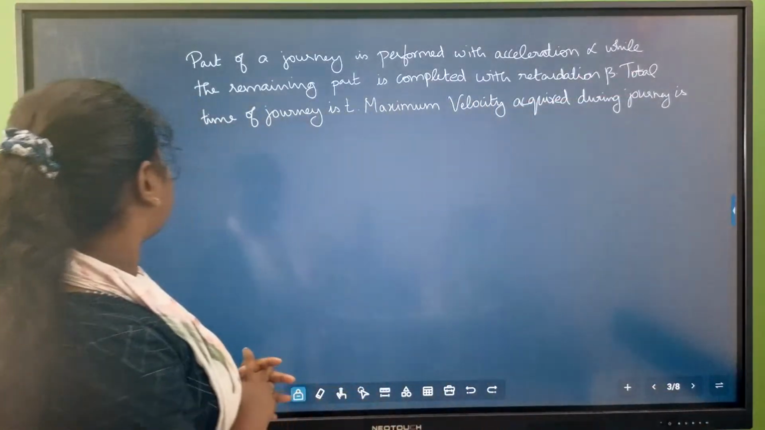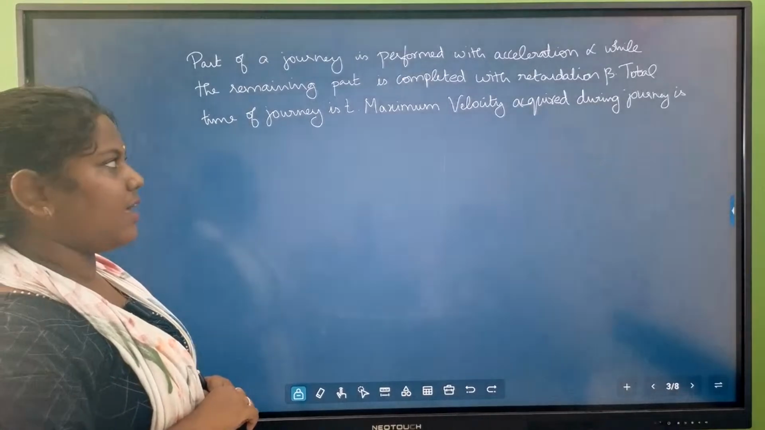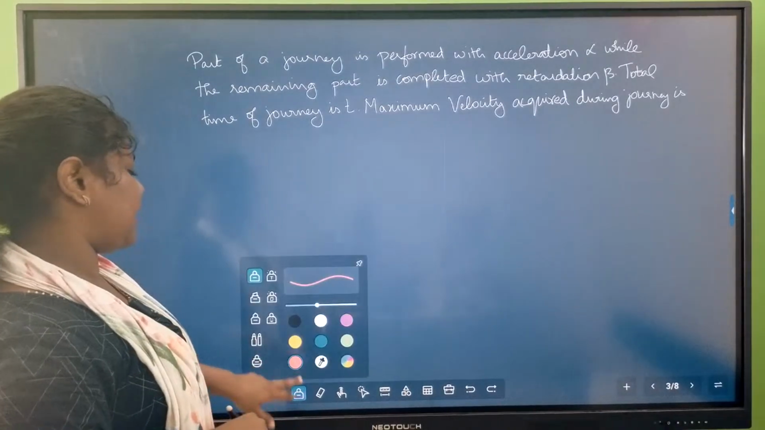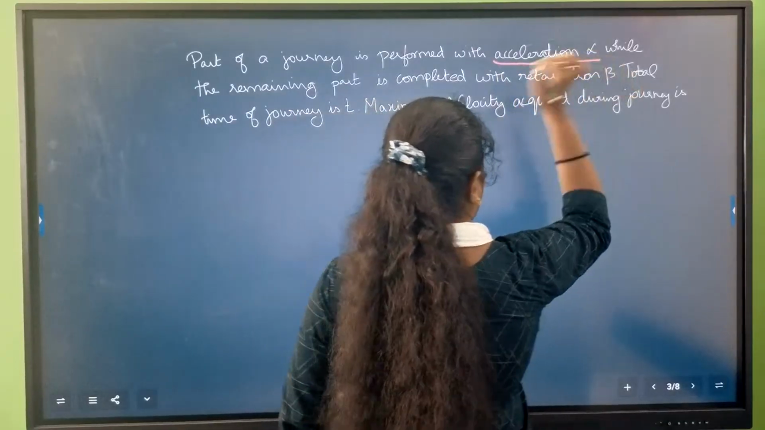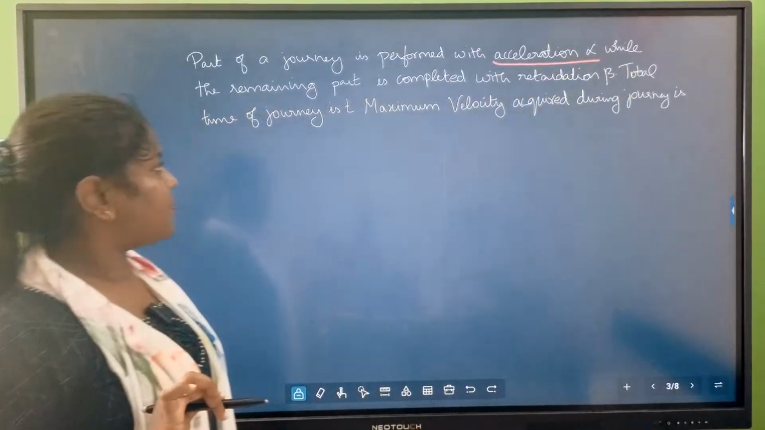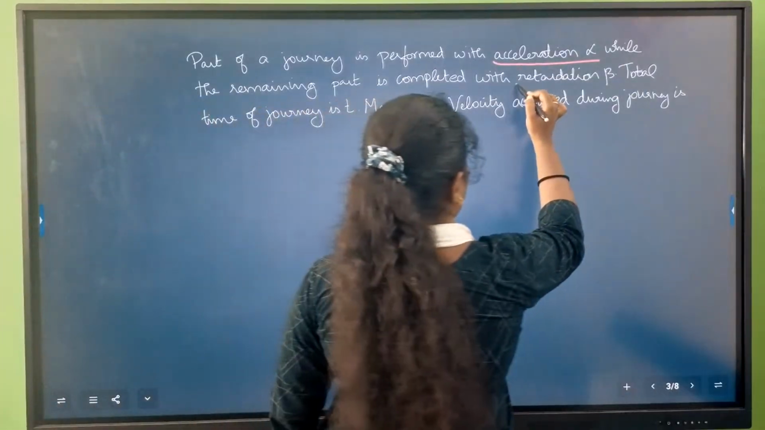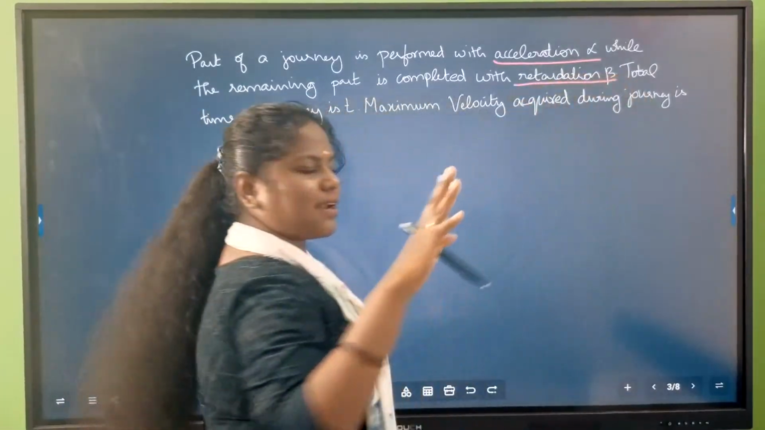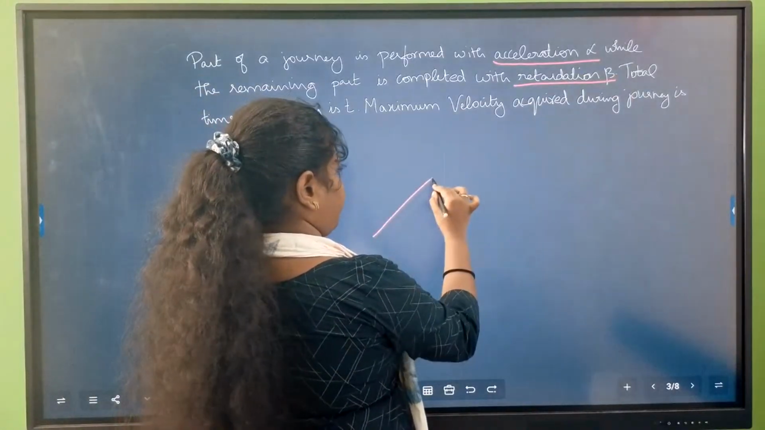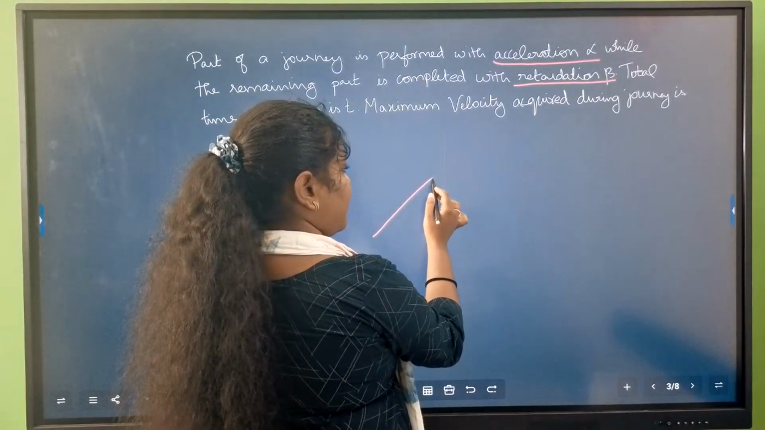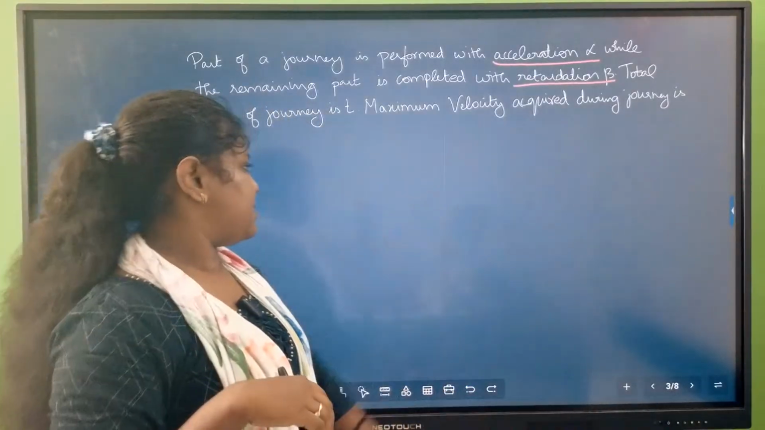What is the next question? Part of the journey is performed with acceleration alpha. Okay. See, in the first part, they have given that the first part of the journey they have accelerated with alpha. Second part, the remaining part, is retardation beta. So the first part is accelerated, which means it is speeding up. Then in the next part it has slowed down. Okay. So this is the case.